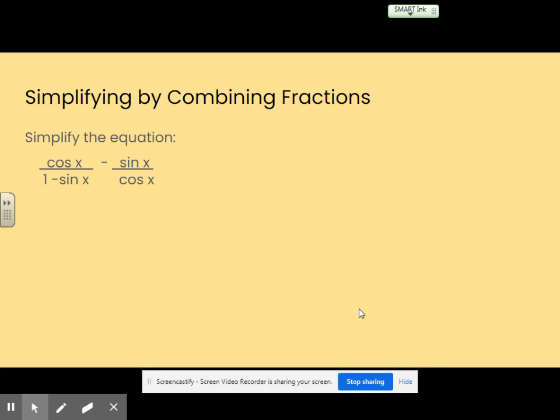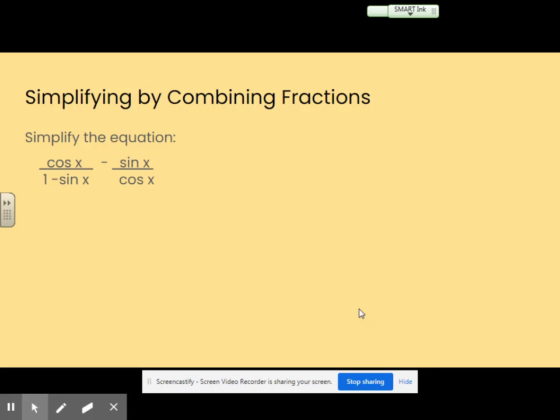All right. Simplifying by combining fractions. We've been doing a lot of solving where I'm trying to get an x equals. Here I'm simplifying. I'm taking a pretty ugly expression and I'm trying to break it down until it's as small as I can get it. And combining fractions, what does that mean?